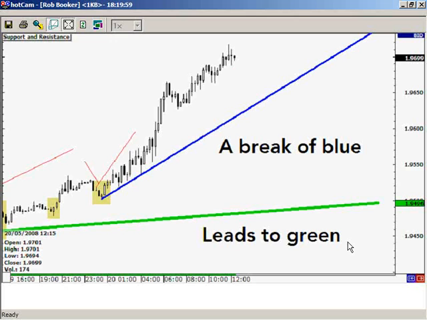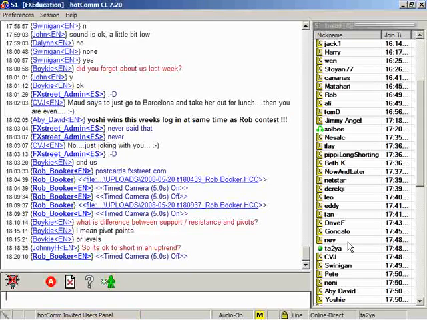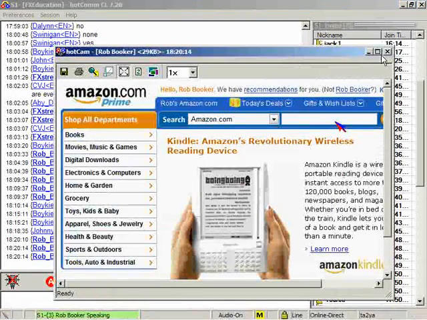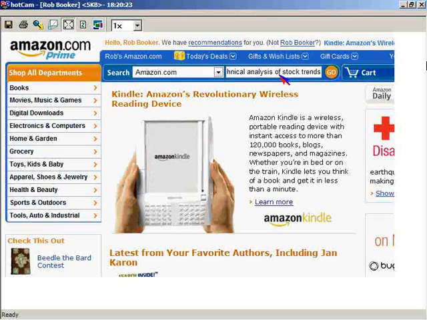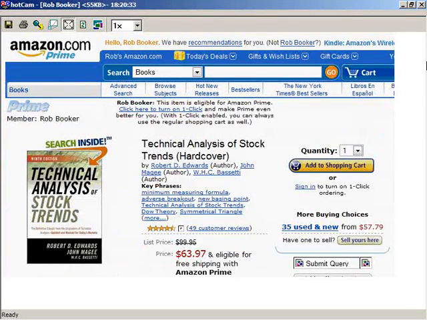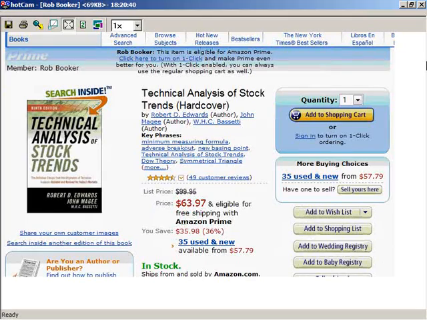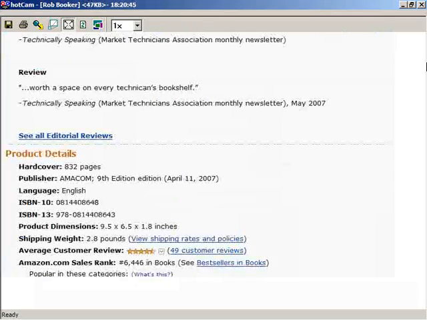For example, I'm going to turn that off and turn this on. You should now see my Amazon.com webpage, Technical Analysis of Stock Trends. This is a book by Edwards and Magee in its 9th edition. It's a great book. It's in hardcover. It's $63 on Amazon. It's a very expensive book. It's 832 pages.